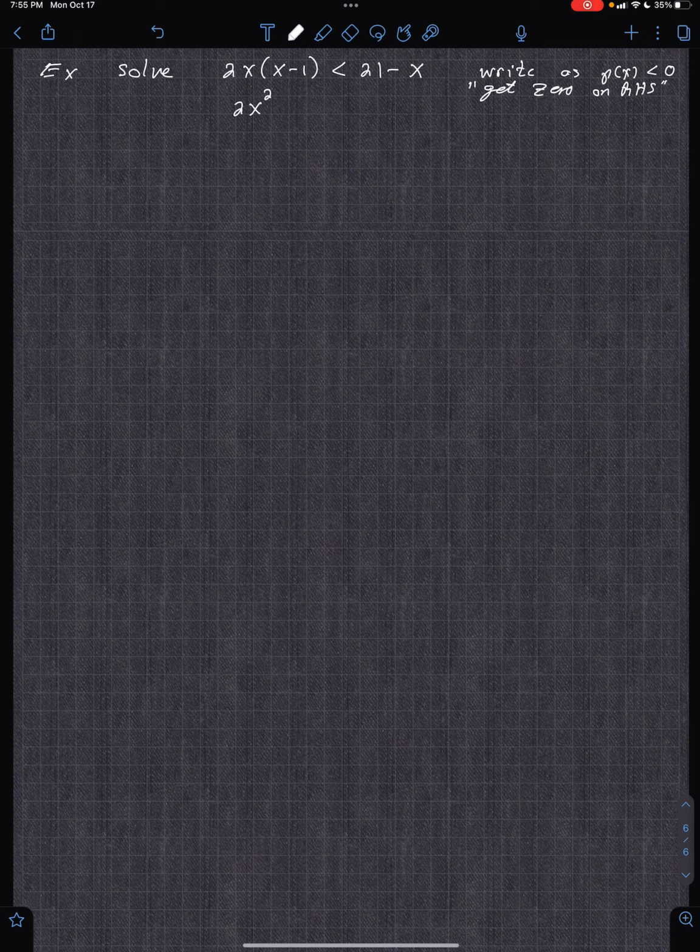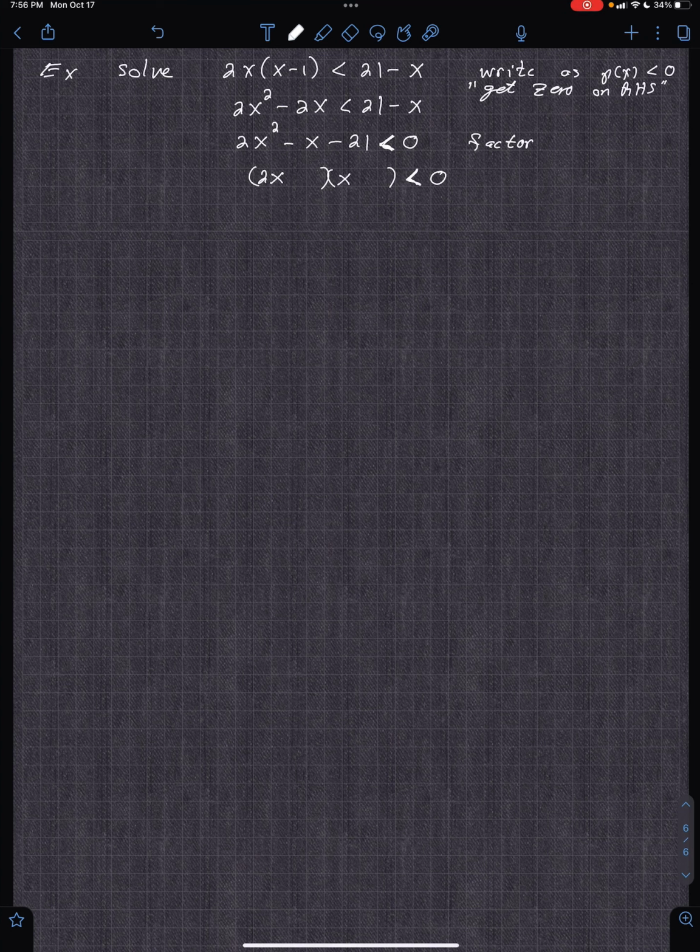So you're going to get 2x squared minus 2x less than 21 minus x, and then 2x squared minus x minus 21 strictly less than 0. Okay, so it's a quadratic, so you factor that. If you factor it, product of two binomials, less than 0. It's got to be 2x and x.